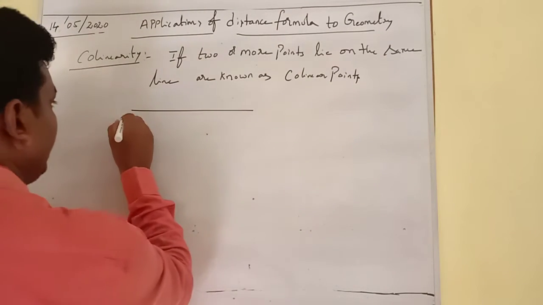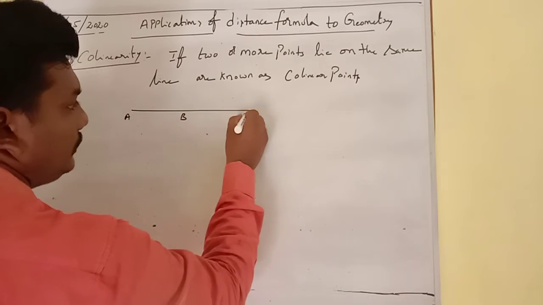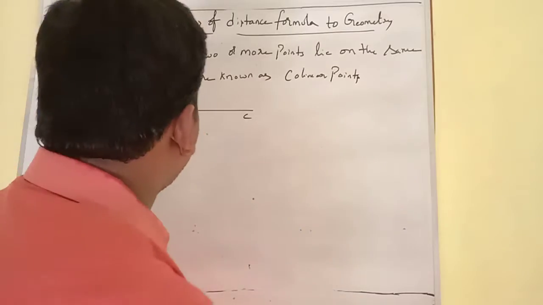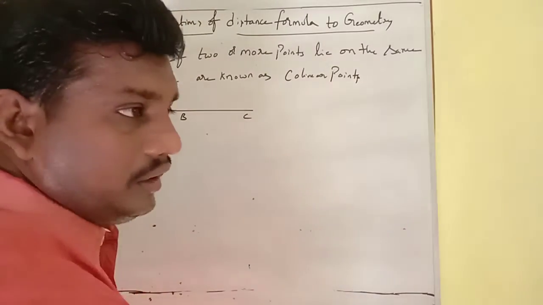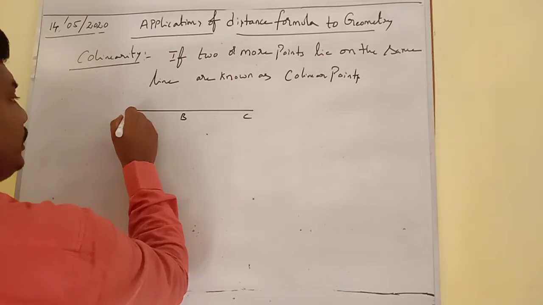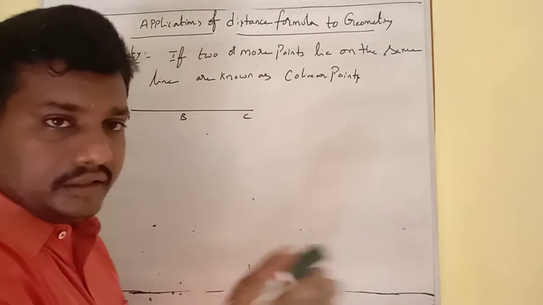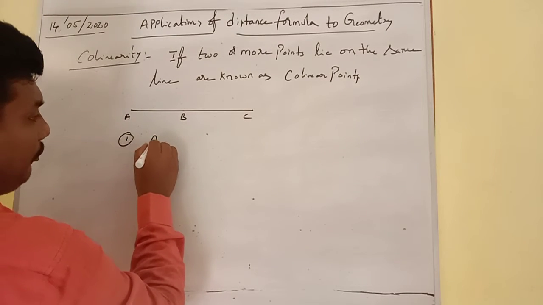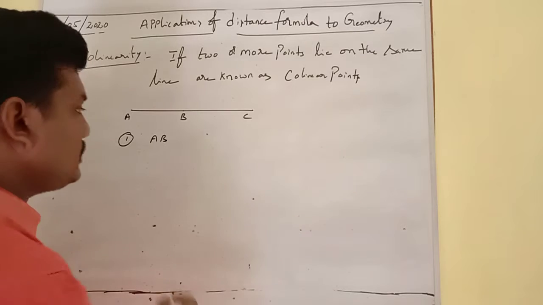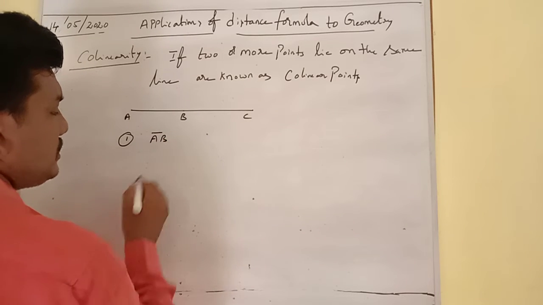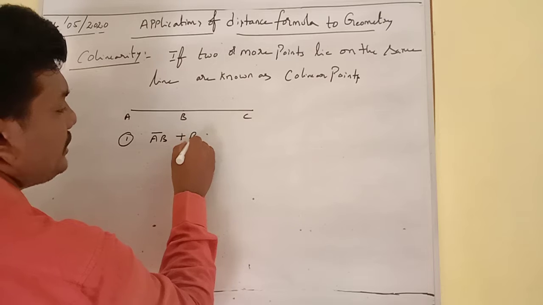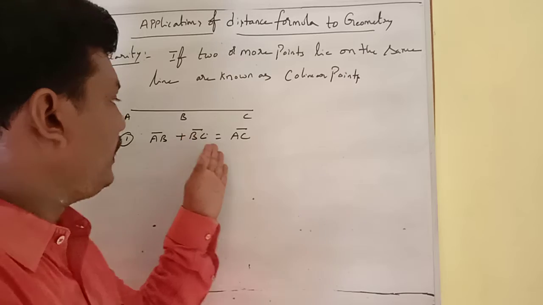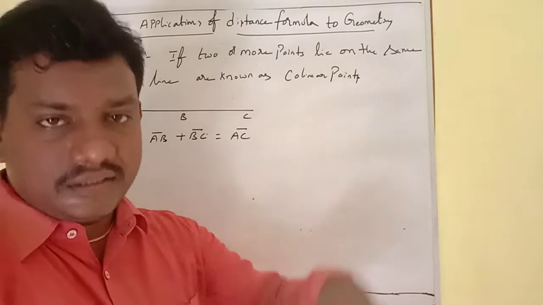So take points A, B, C. Any two points are always collinear, we know very well about that. If one more point is also on the same line, then that is also collinear. So if any three points are collinear, what is the condition? The sum of any two distances is equal to the third distance. AB distance plus BC distance is equal to AC distance.